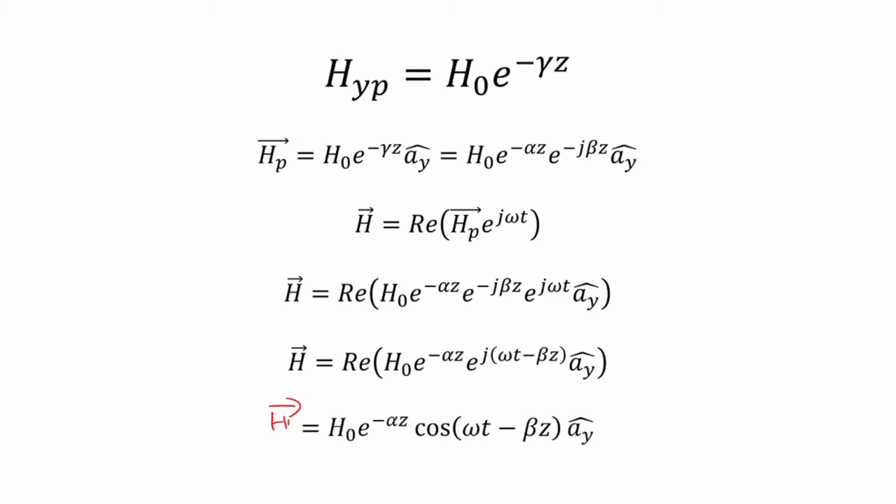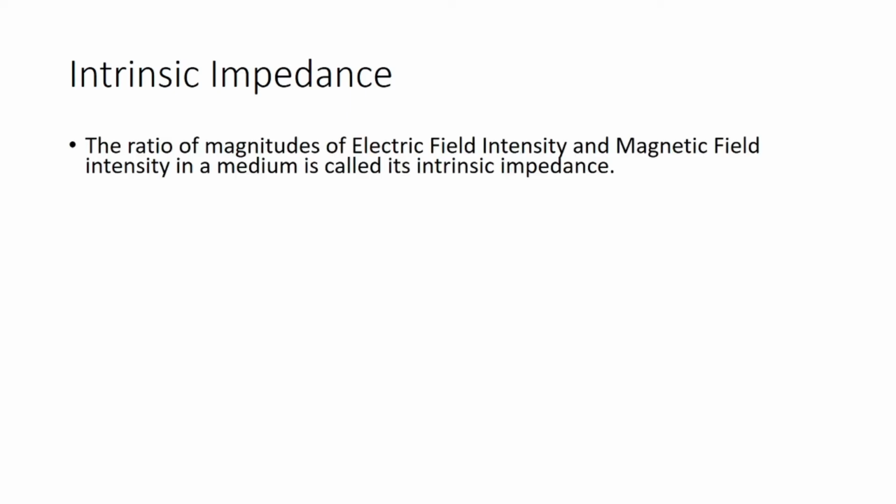Now that I have obtained the expression for electric field intensity and magnetic field intensity for a uniform plane transverse electromagnetic wave, let me define another wave propagation parameter called intrinsic impedance. The intrinsic impedance is the ratio of magnitudes of electric field intensity and magnetic field intensity in a medium. So it is magnitude of E bar by magnitude of H bar. It is denoted by eta.